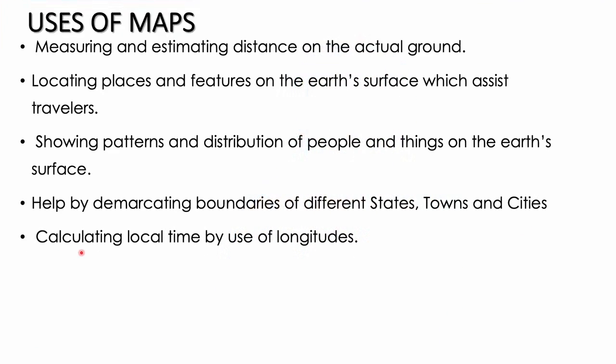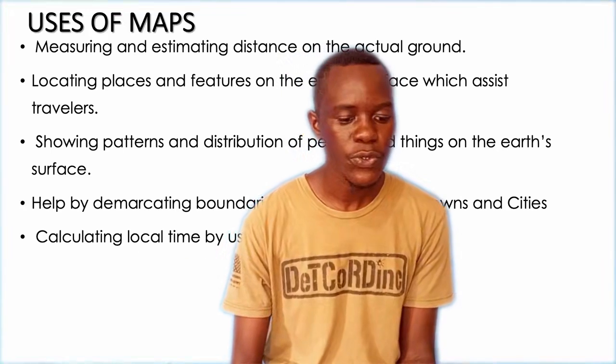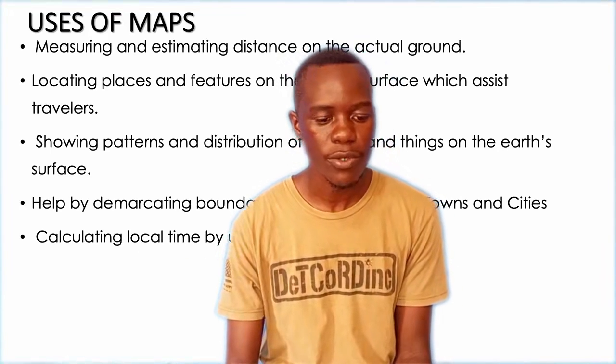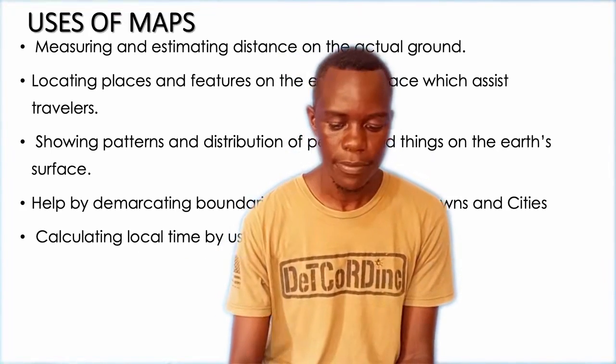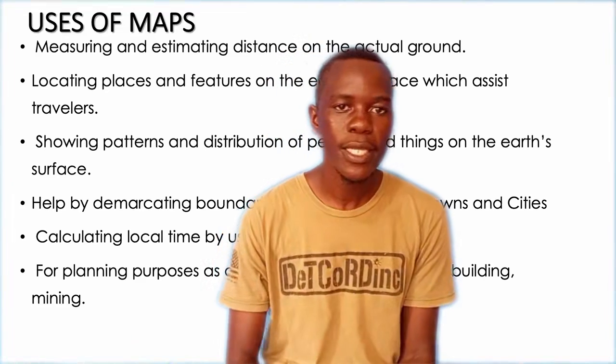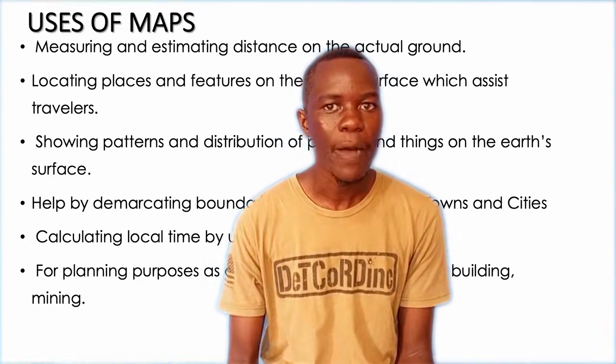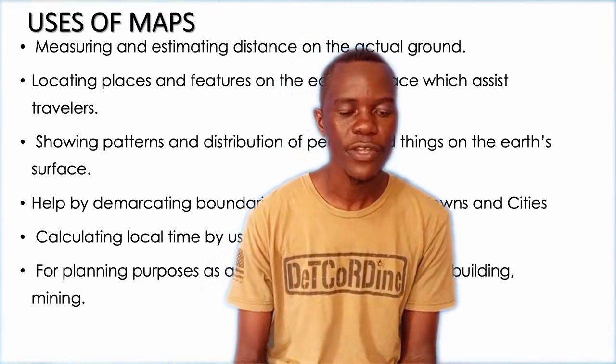Maps are also used for calculating local times by using longitudes. We are going to see how we can use longitudes to calculate time. Maps are also used for planning purposes, as in operations such as military and mining. So those in the military department use maps whenever they are locating different places.